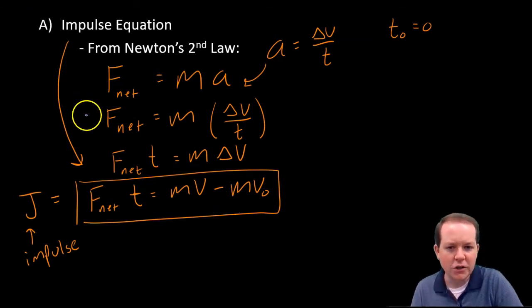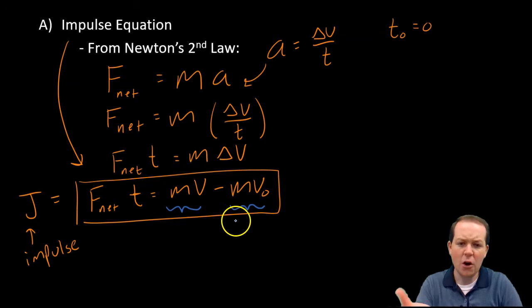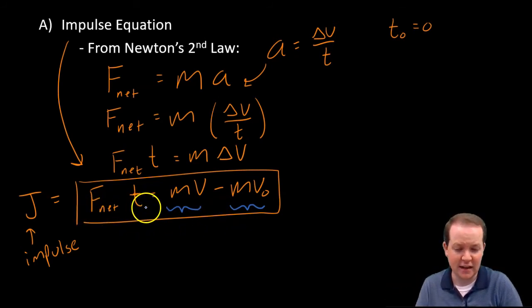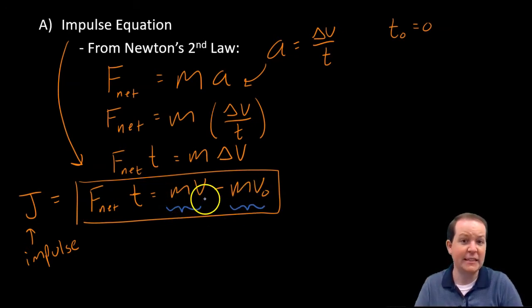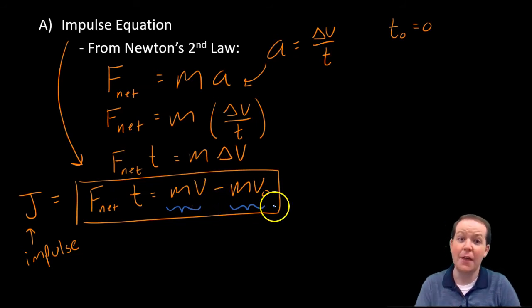Okay, what's the other thing that's important? Very similar to what we saw when we applied the work-energy theorem, when I do this very simple derivation, I notice something pops up. These two terms: when there's a net force applied to an object for an amount of time, something about this object related to its mass and its velocity is changing. I have this v and then this v naught.